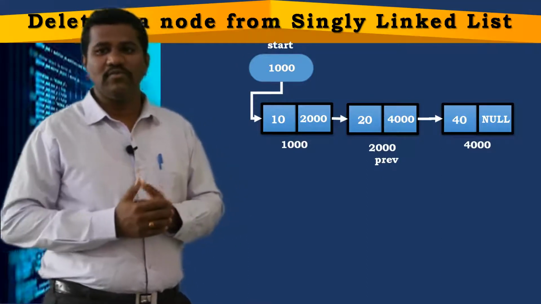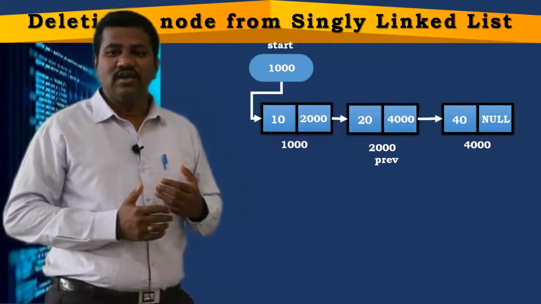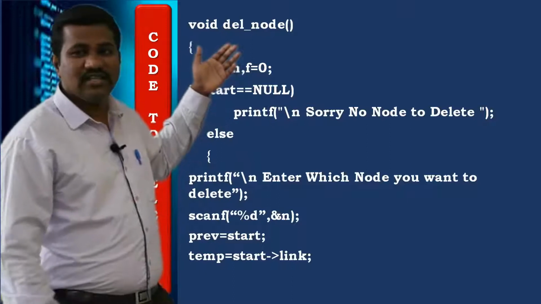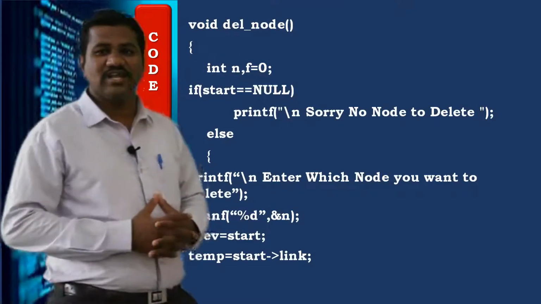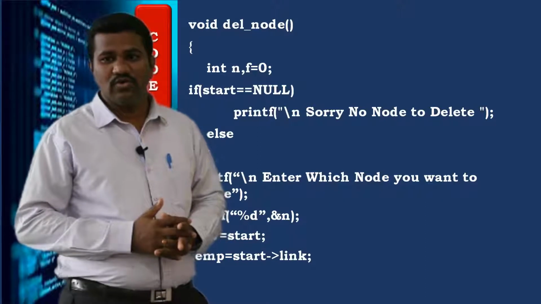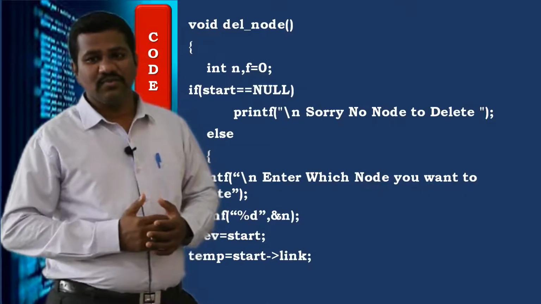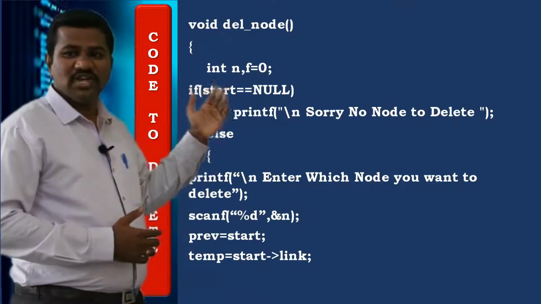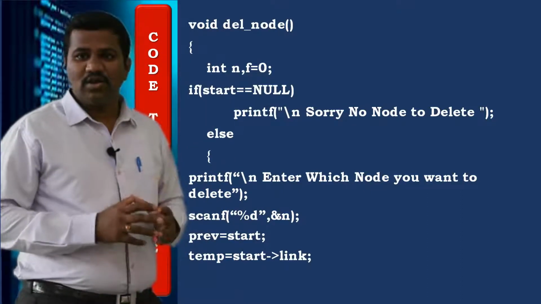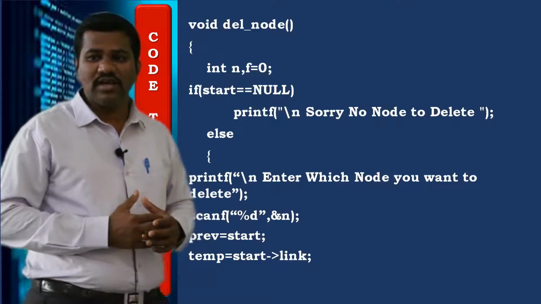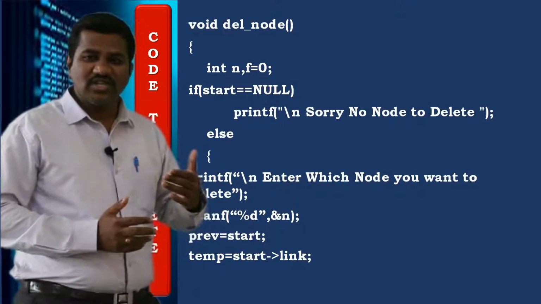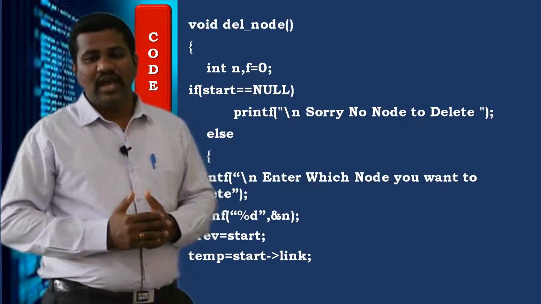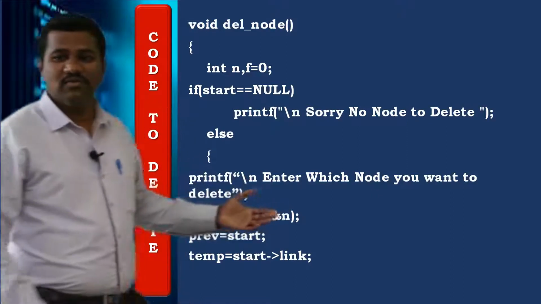Now let us see the coding part of this, how this delete function has been coded. Just like insert after and insert before, we'll be taking some variables like int n, and f equal to 0, and this f is used for searching purposes. If we find the node, then we'll change the value of f. Then we check whether the linked list is empty or not. If start equals null, then print "Sorry, no nodes to delete." If that condition is false, we go into the else part, where we ask the user which node they want to delete, and that node value is stored in n.